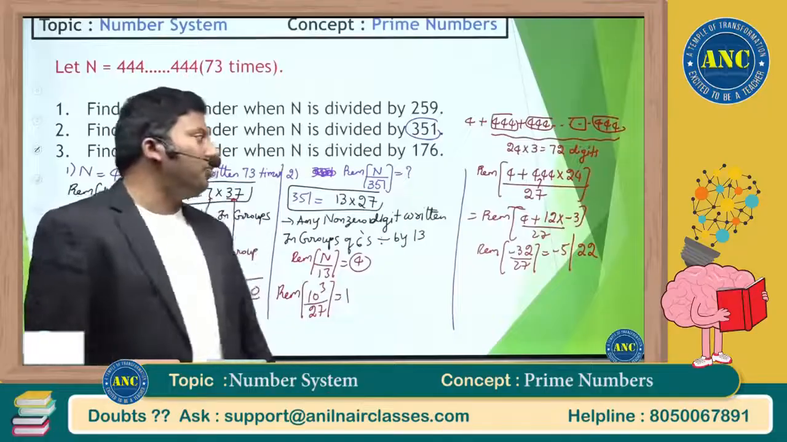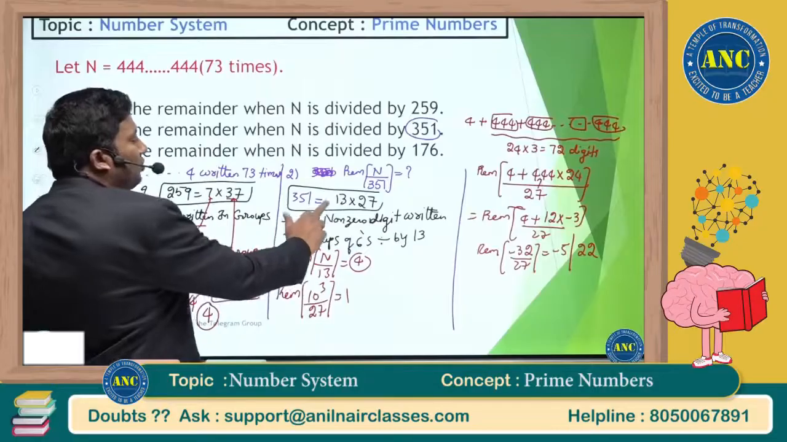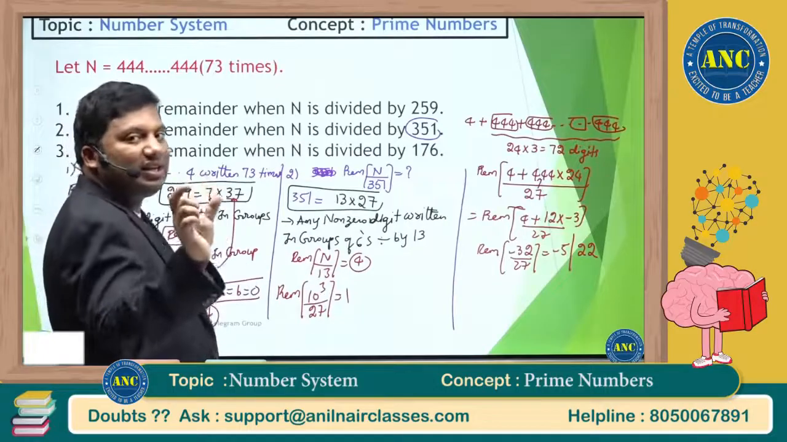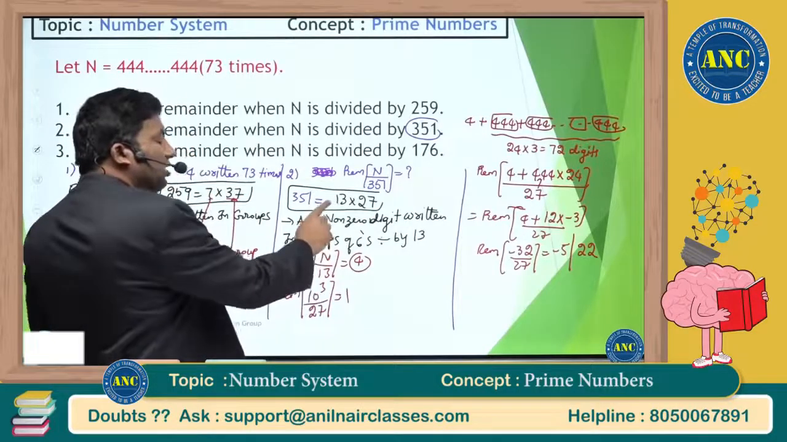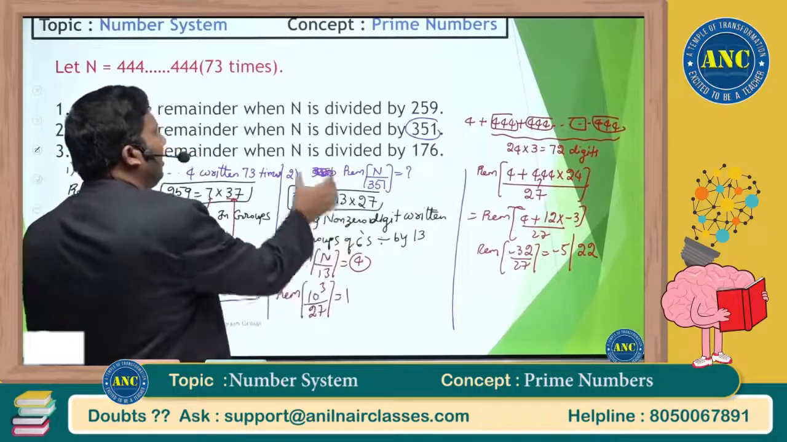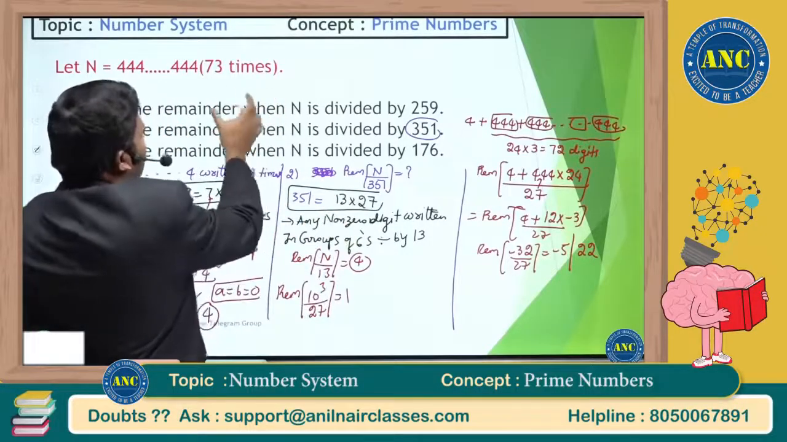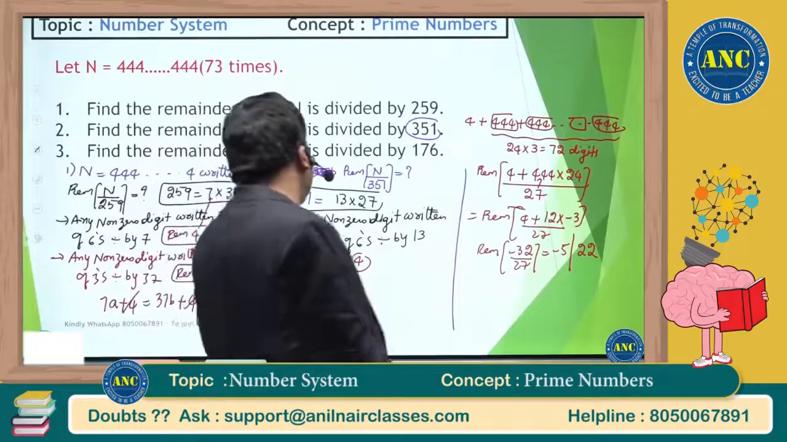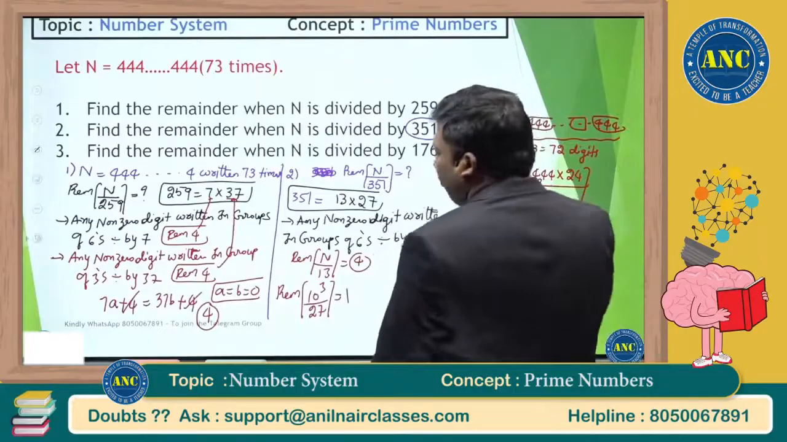351 is a composite number. It is derived from 2 prime numbers, 13 into 27. If a single digit is written in a group of 6, it is always divisible by 7, 11, 13. It is divisible by 13. 6 times 0, 12 times 0, 72 times 0. Another 4 is present. So when divided by 13, I got 4.